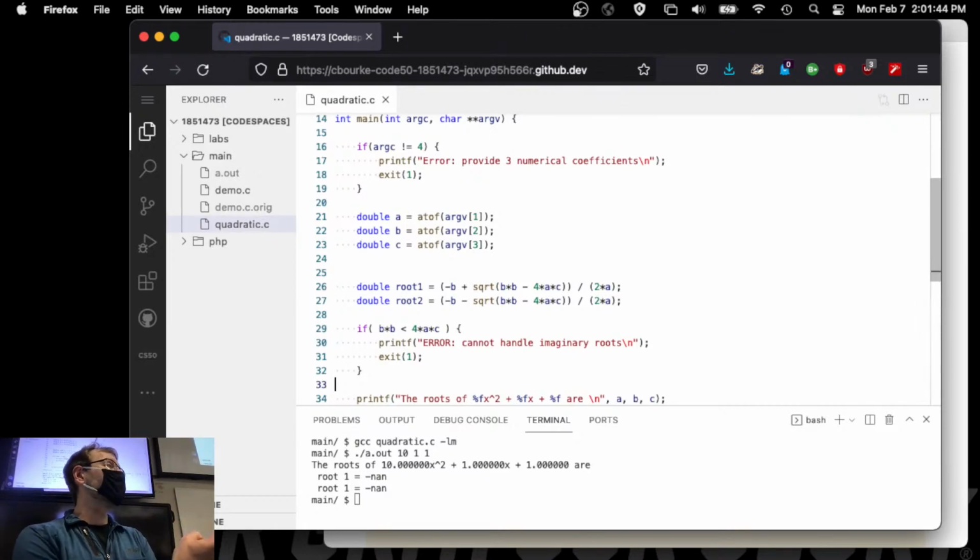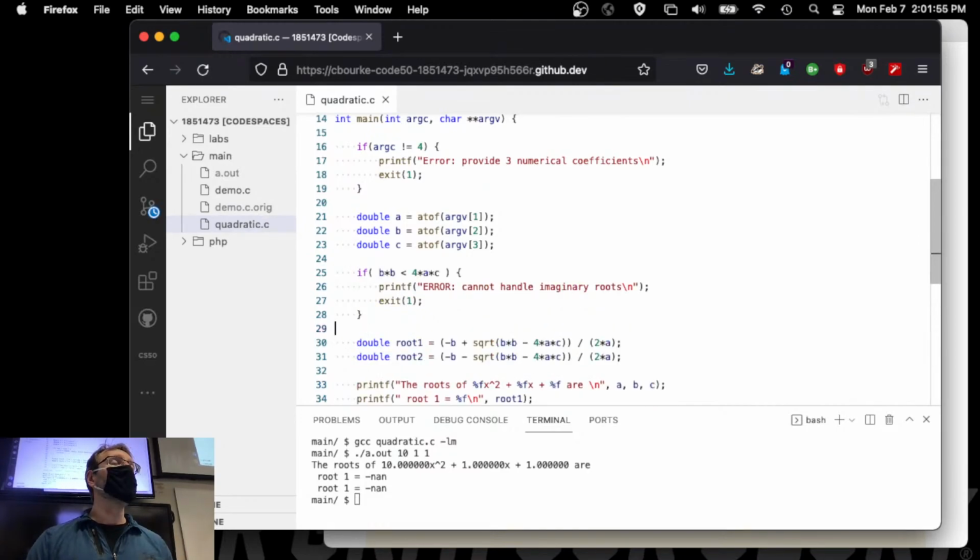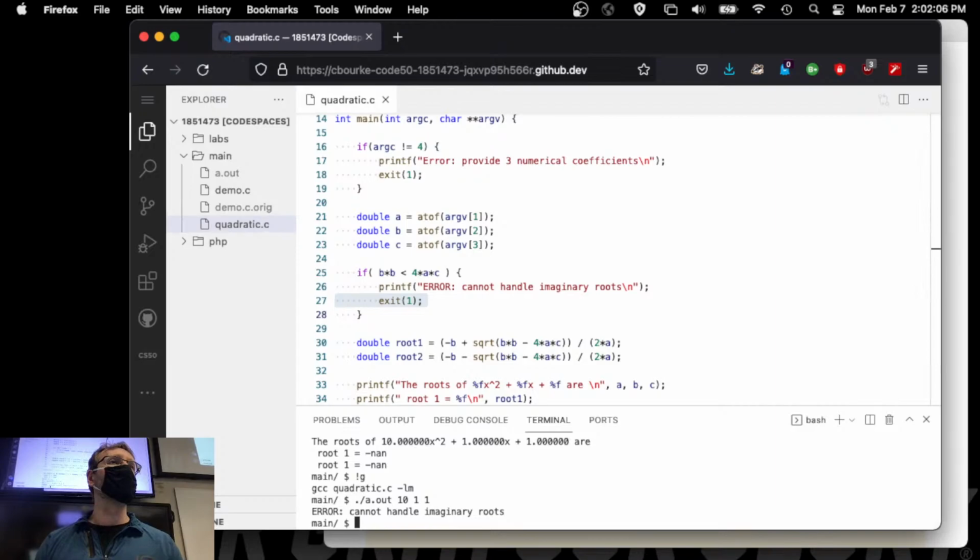You've done dangerous work, right? In programming, you look before you leap. At least with C programming, you look before you leap. Am I about to compute imaginary roots? If I'm about to compute imaginary roots, I don't do it. I do something else instead. Let's try that again. I recompiled. There, I can't handle imaginary roots.